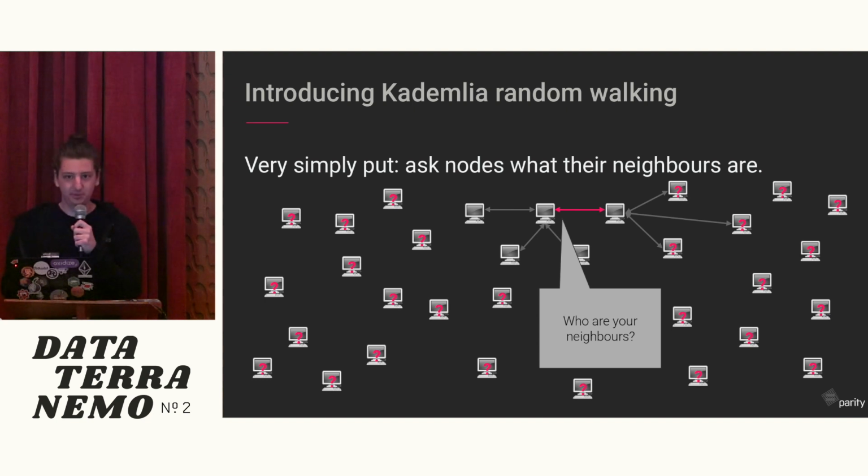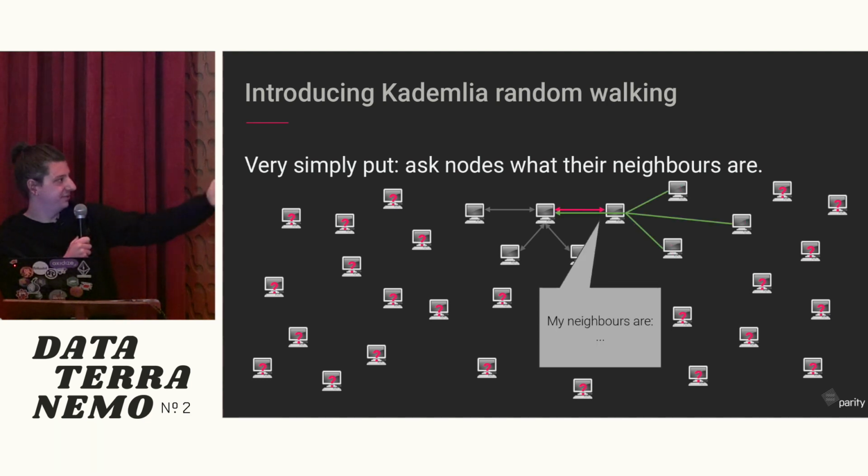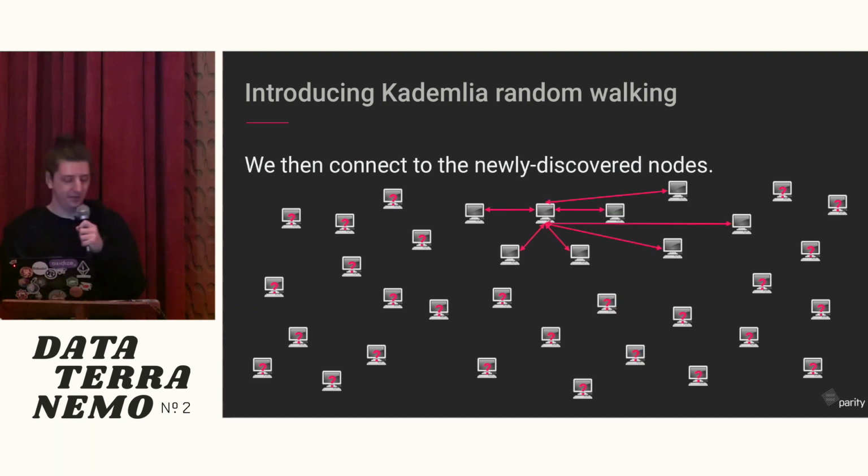So just to introduce quickly Kademlia, I suppose that most of the audience have heard about Kademlia. Very, very simply, you ask a node what its neighbors are, and the node answers with the nodes it knows that are near it. And then you can connect to them. Very simply put.